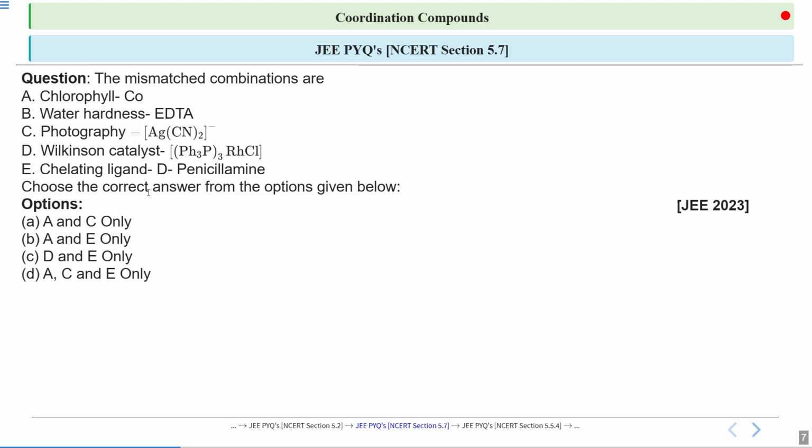So these are the 5 combinations that are given. You have to select the mismatched combinations. Choose the correct answer from the options given below. Options are A and C only, A and E only, D and E only, or A, C and E only.